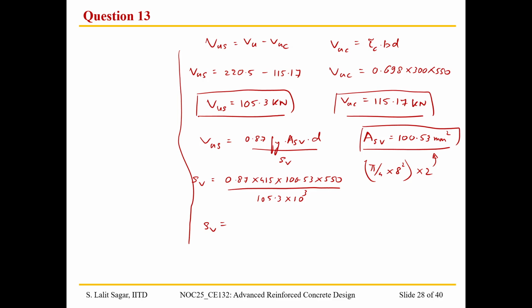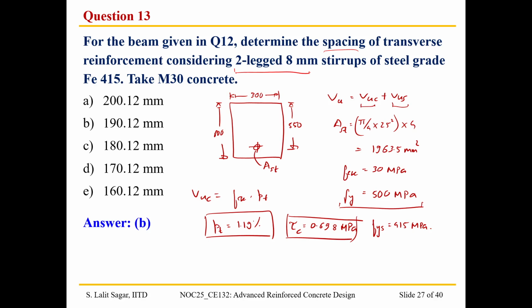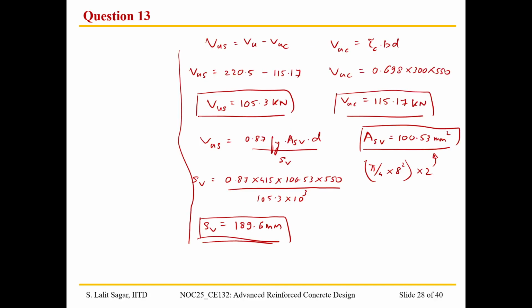I'm getting a value of 189.6 mm. Okay, so this is the spacing that needs to be provided. So option B is the closest response, right?